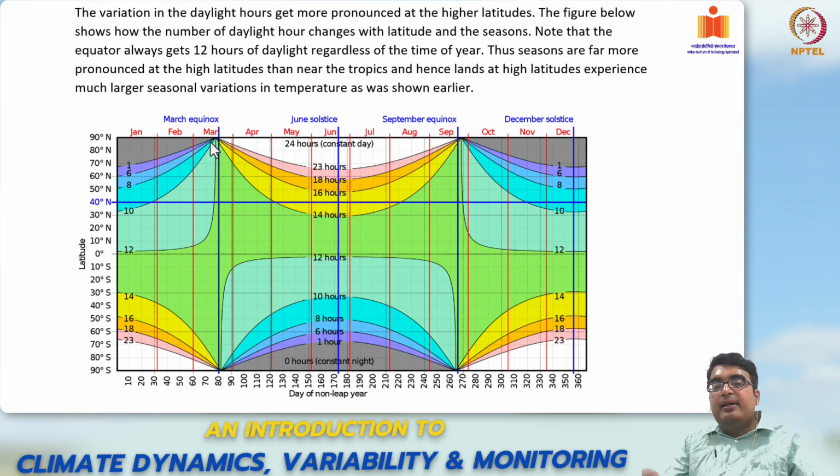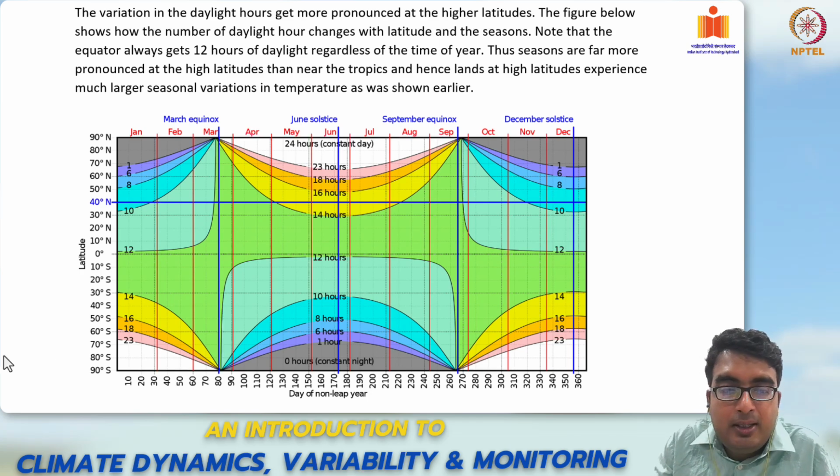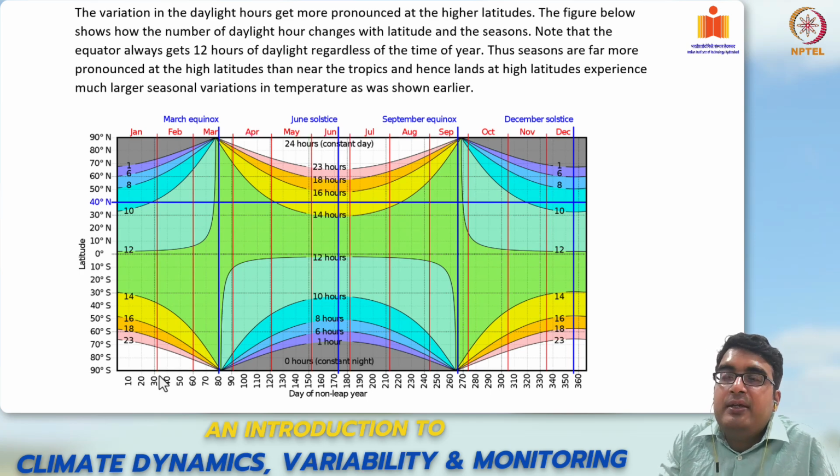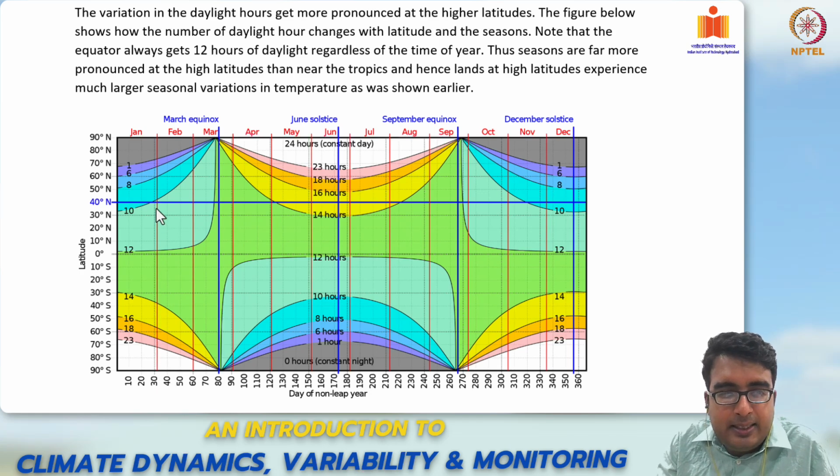So this kind of a plot gives you an idea of, for a given time of year, at a given latitude, what is the daylight hour. So for example, suppose you want to find the number of daylight hours at 60 degrees north latitude on 30th January. So you take this line here, 60 degrees north latitude, and you get around 8 hours of daylight. Similarly everywhere else. Okay.